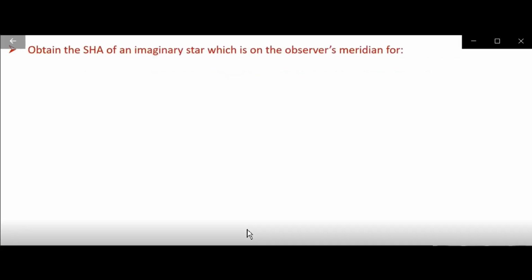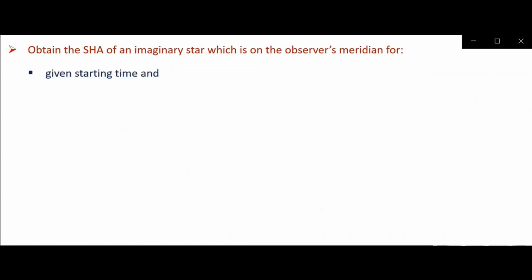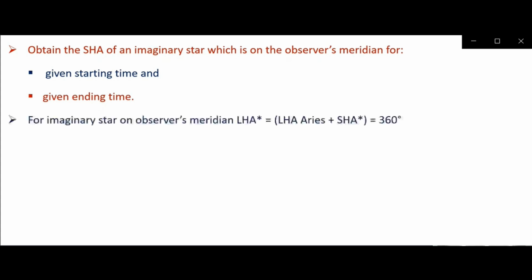Okay. To handle such questions, we need to obtain the SHA of an imaginary star on the observer's meridian, both at the beginning of the given interval and at the end of the given interval. So we get 2 SHA values of this imaginary star. One, when it is on the observer's meridian at the commencement of the interval, and second, when it is on the observer's meridian at the end of the interval.